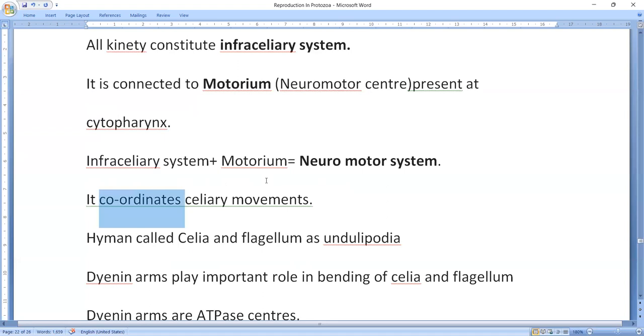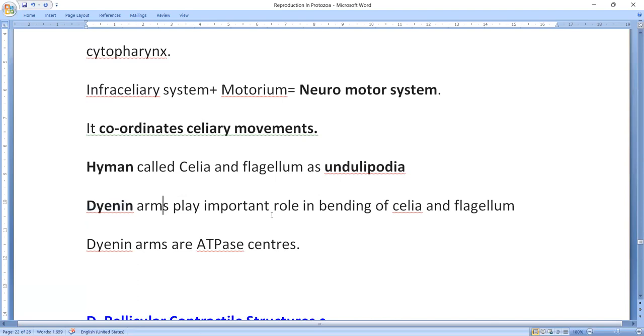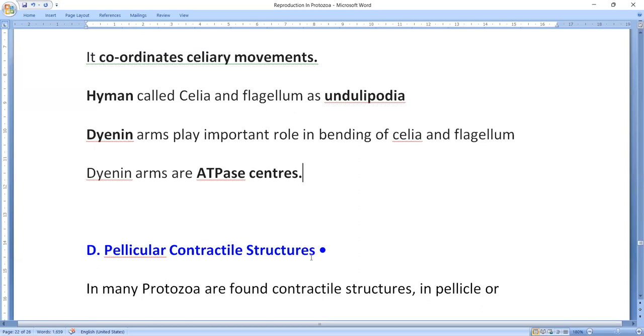Hyman called cilia and flagella undulipodia, and they show wavy movements. The dynein arms here also play an important role in the bending of cilia and flagella. Dynein arms are ATPase centers. So that is the structure of cilia.